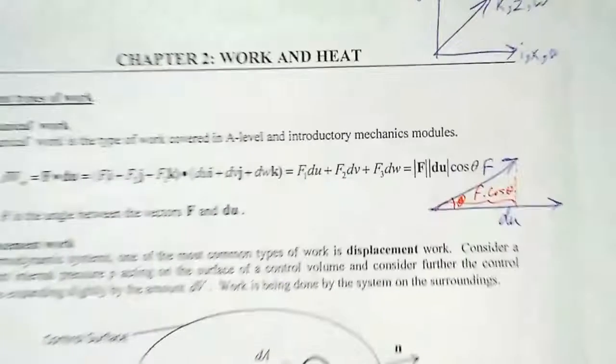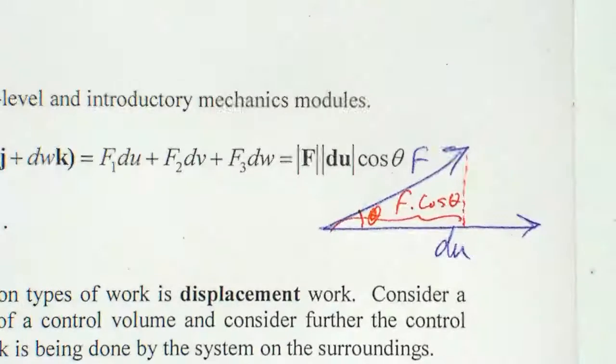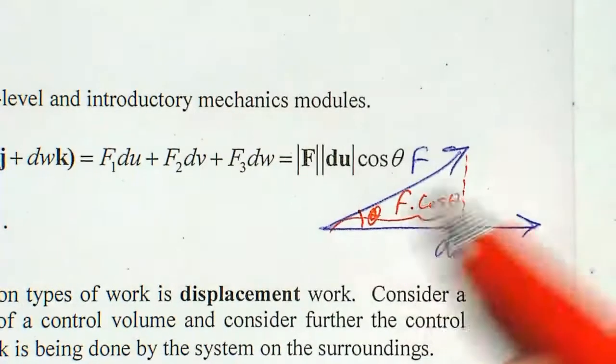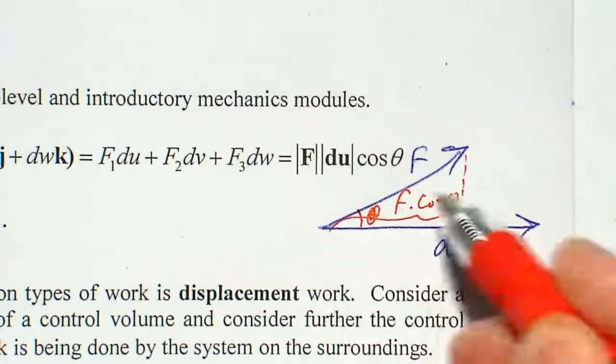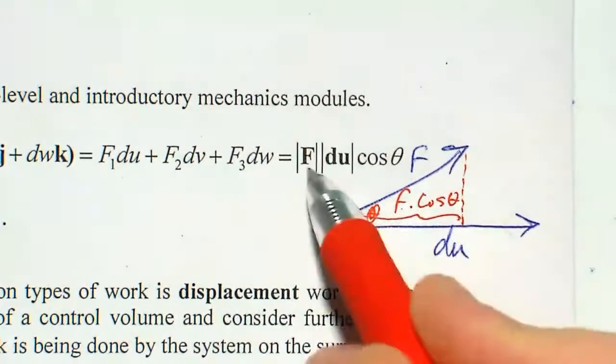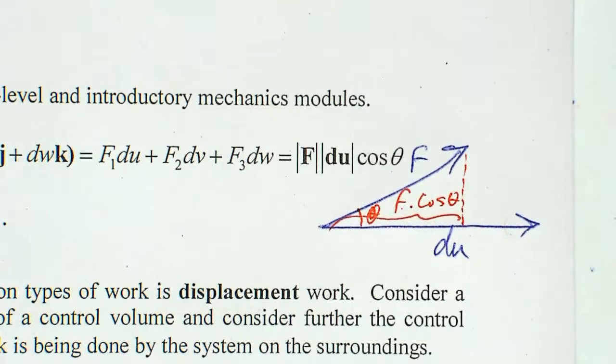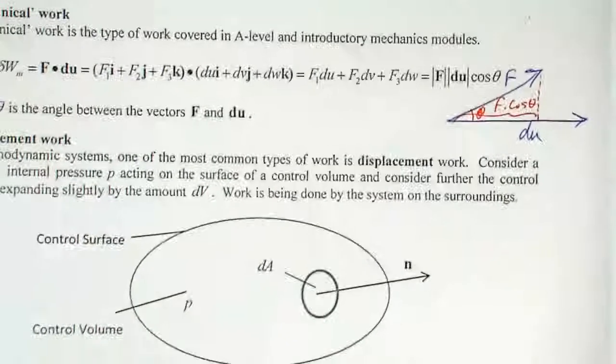Just going to zoom in so that you can see clearly. So theta represents the angle between the force and the displacement, and this component here is really force times cosine theta, what you have here. But anyway, that's not really what we are covering here. You've already covered that before, so I'm just going to skip that.